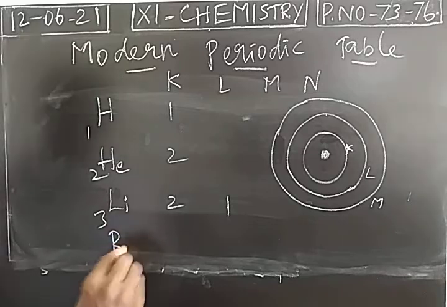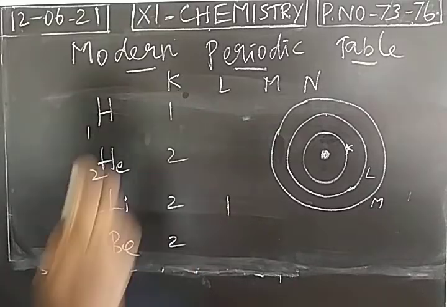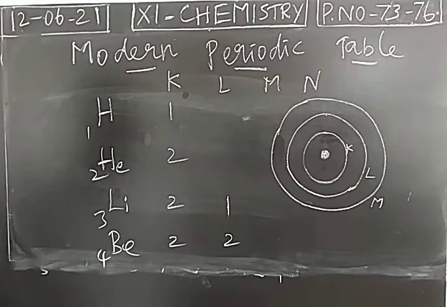If you take beryllium, atomic number 4, 4 protons are present inside the nucleus and 4 electrons outside the nucleus. So 2 electrons will be placed in the first shell or K shell, and the remaining 2 electrons will be placed in the second shell or L shell. Like this, you have already studied electronic arrangement.